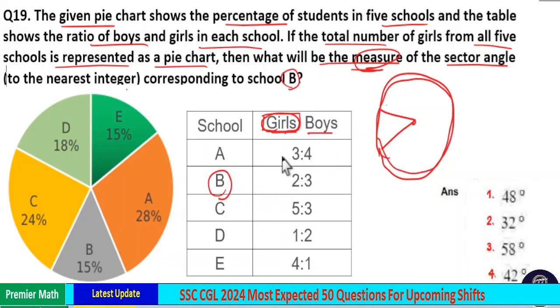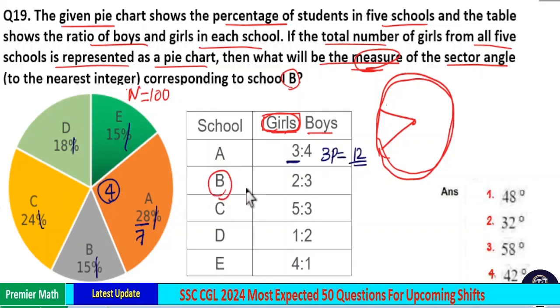So in order to do that, calculate the total number of girls from all the 5 schools. Now I'll take total number of students as 100. Then I can cancel this percentage from all this and I can directly take the numbers from here. That is, total number of students in school A is equal to 28. But here table shows total number of students in school A is equal to 3 plus 4, 7 parts. So 7 parts is equal to 28 means 1 part is equal to 28 by 7, 4. If 1 part is 4, then number of girls in school A is equal to 3 parts. So 3 parts is equal to 3 into 4, 12.